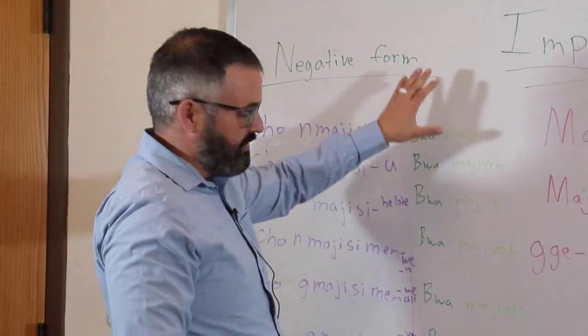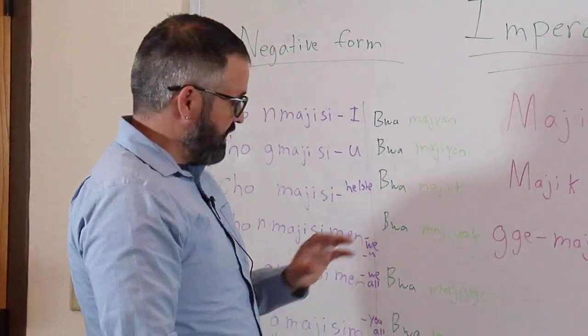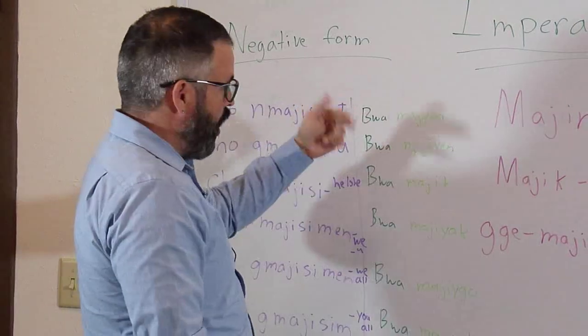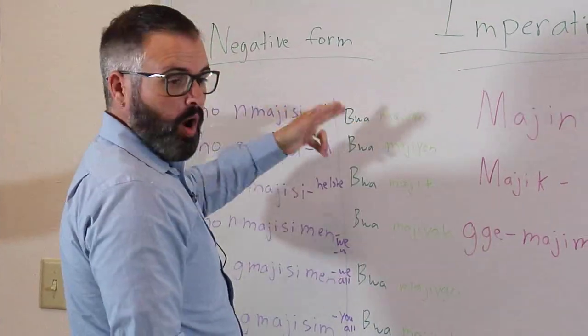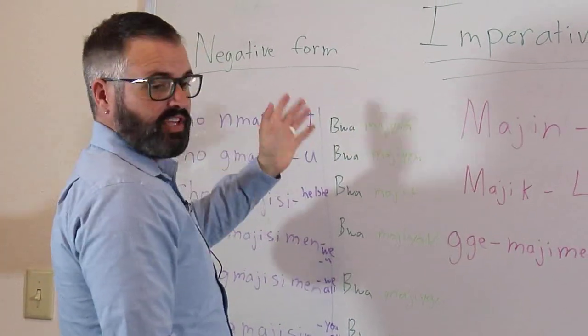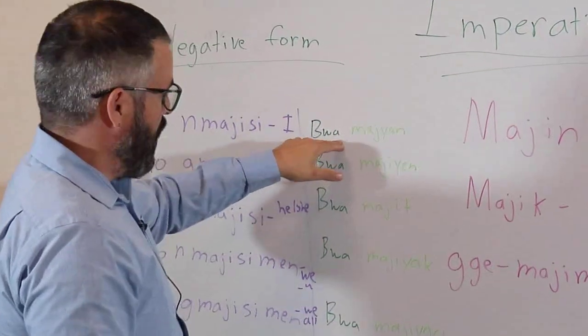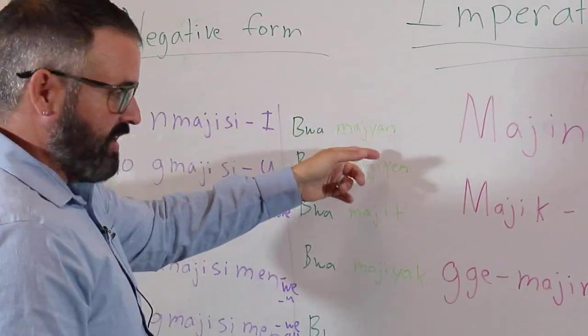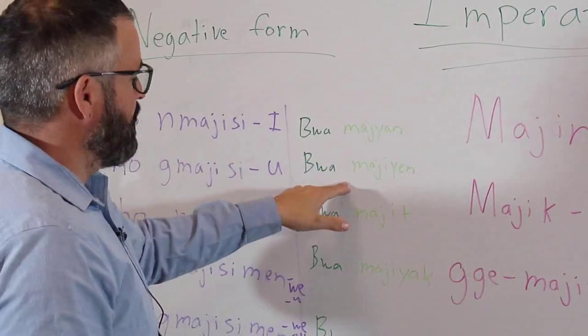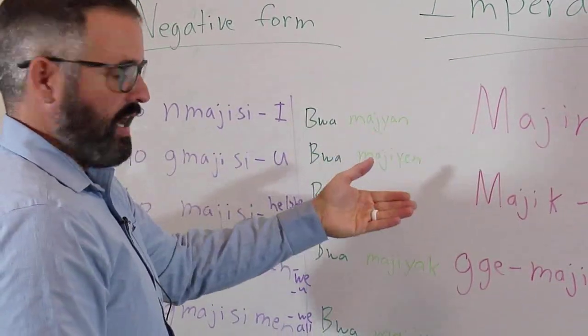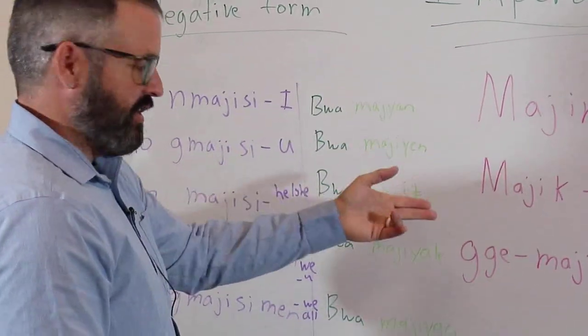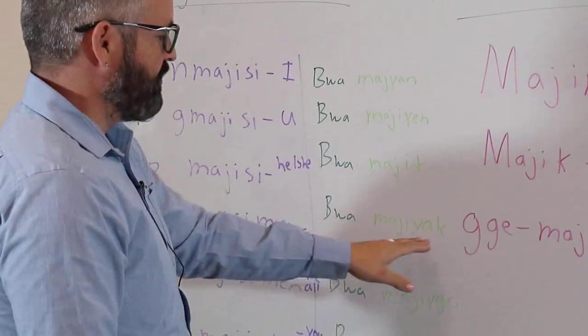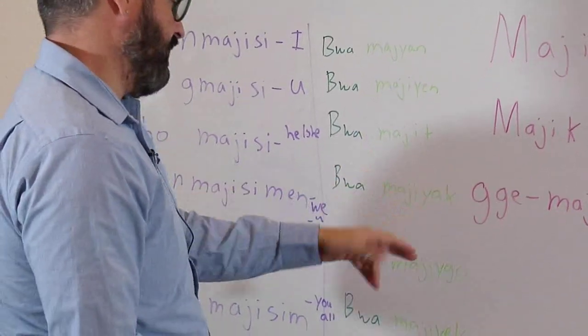Now over here, I've got the negative with the conjunct form. It's a little easier. All you have to do in the conjunct is just put bawa at the front. That's it. You don't even have to have a cho in it. So you just say bawa majiyan. That majiyan is the I leave that we just talked about. Bawa majiyin, you're not leaving. Bawa majit, he or she's not leaving. Bawa majiyak, we but not you are not leaving.